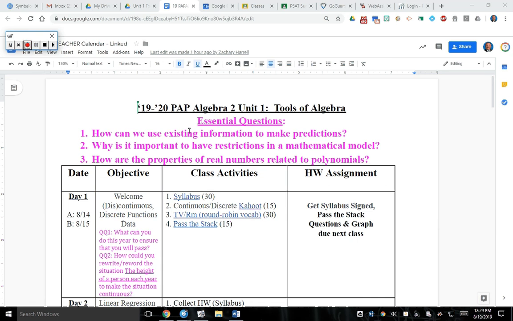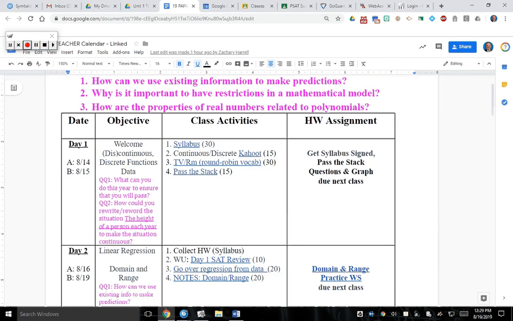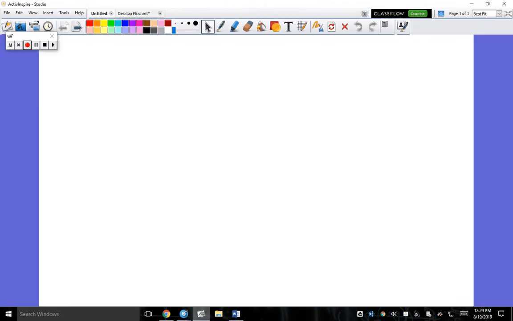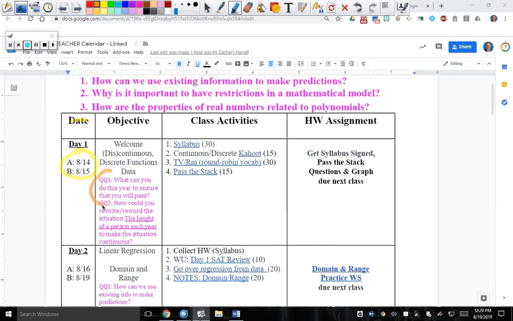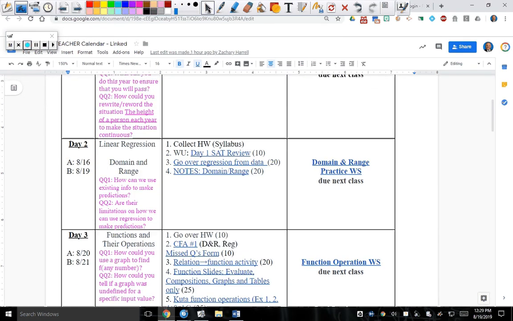Now over here, we're doing this right now for you. You have the date, let me highlight as I go. You have the date, A day, B day. You have the objective. Look at those quality questions that I just showed you. And then what we're doing that day. So today is day 2. And those quality questions are right here that I just read to you that were shown on the board.